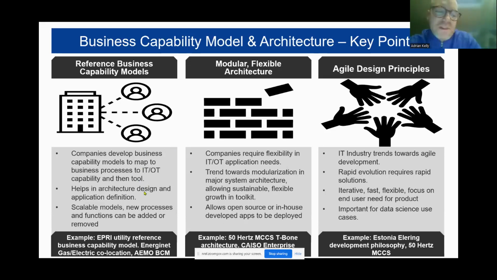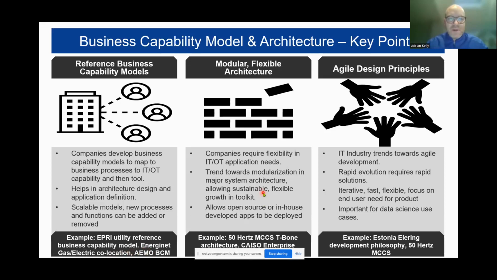Where we've seen this being useful is, well, EPRI have developed a utility reference business capability model that can be used by any system operator, picked up and used. It's a standard out of the box. We also see some good work with AMO, who developed a business capability model in the last few years, and EnergyNet, who developed really good close coordination between gas and electric operation.